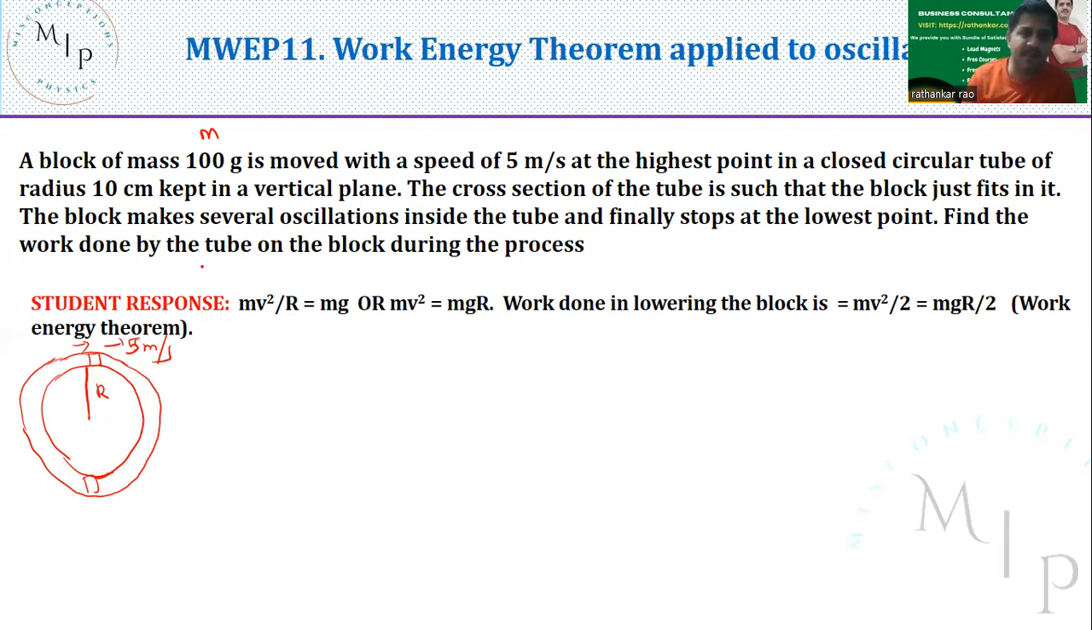Find the work done by the tube on the block during the process. What is the work done by the tube on the block? Why should the tube do some work? Because it has to stop it, right? Definitely it has to stop it. So how does it stop it? The tube does some work. Maybe there's some friction, right? That's what we understand. So the question here can be asked as: what is the work done by the friction also? Either like this, or it can be due to the friction.